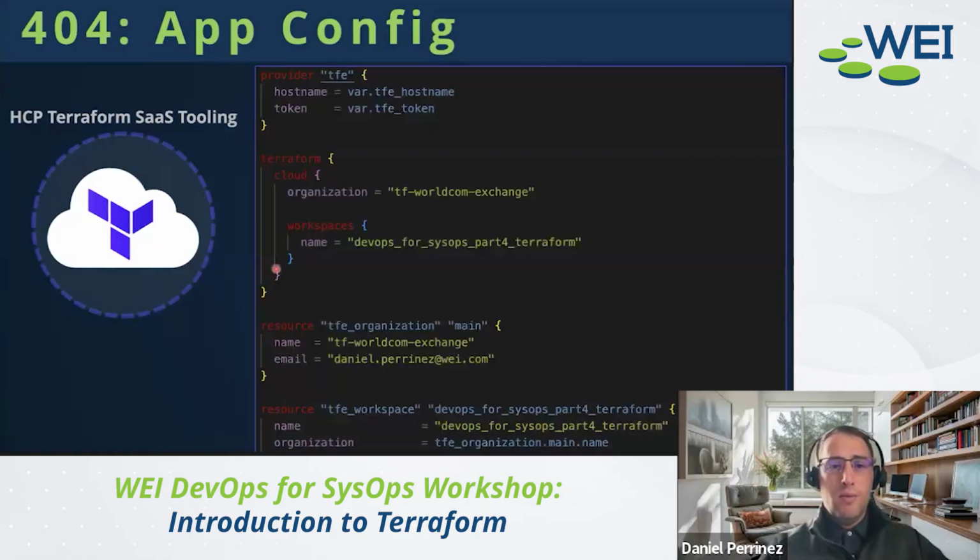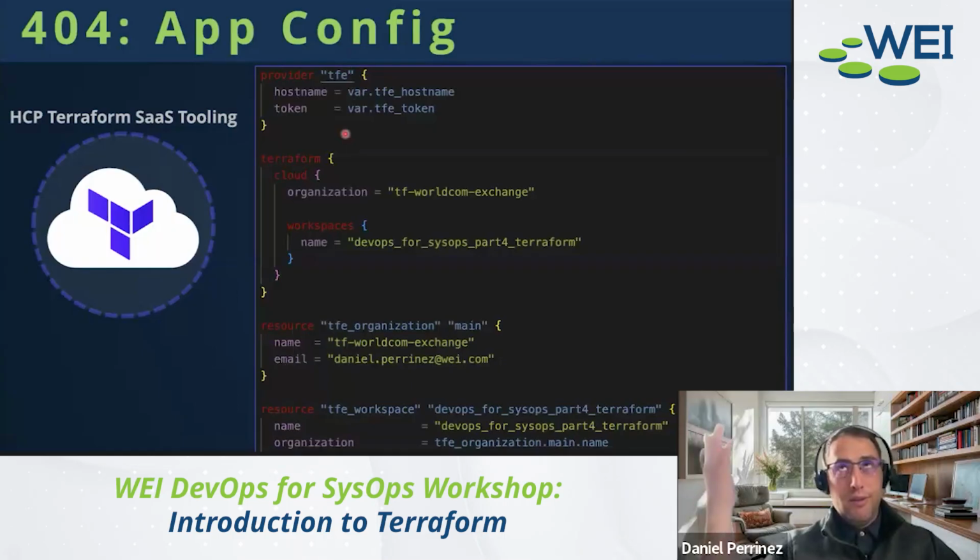What does that look like? Well, in this case, for HashiCorp's own product, Terraform Cloud, you've got a TFE provider. It also used to be called Terraform Enterprise, that's a whole other story. It's confusing. So you have your provider, you can specify your organization, you can specify your workspaces. You can specify things like name and email, right?